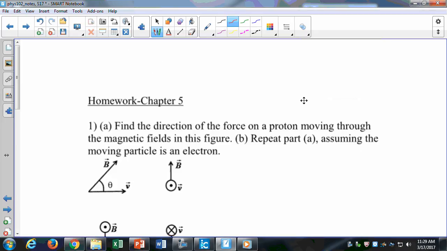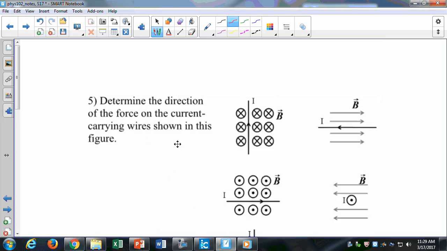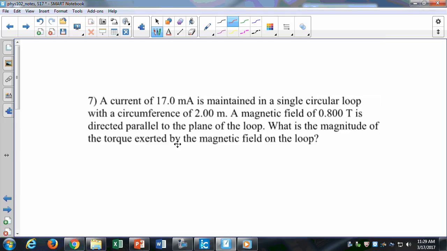This next chapter is short. There's more practice for you to do the right-hand rule in the homework. I would go back and look at that.